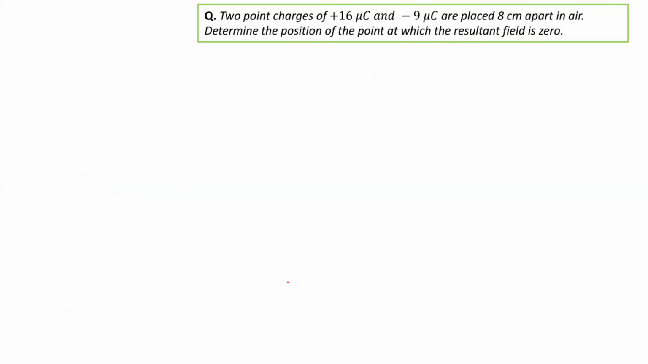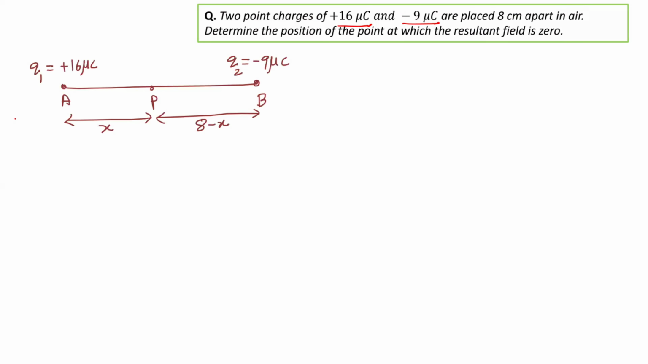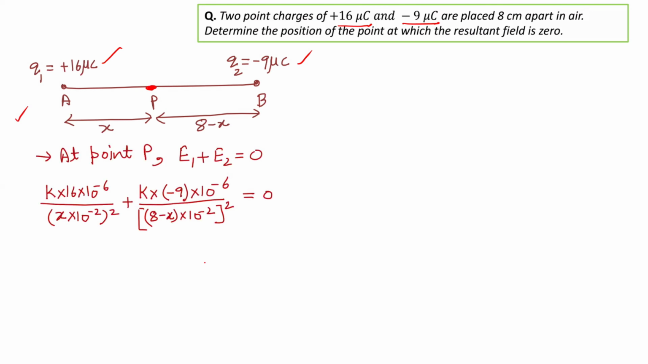Two point charges, plus 16 microcoulomb and minus 9 microcoulomb, are placed 8 centimeter apart in the air. Determine the position of the point at which the resultant field is 0. See, this is the diagram illustrating the question. Plus 16 and this is minus 9. Suppose the point P is somewhere between A and B, at a distance x from A. So this would be 8 minus x, because the whole distance is 8. So at point P, E1 plus E2 is equal to 0.